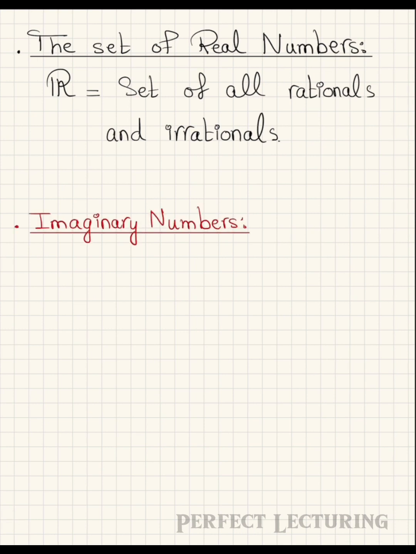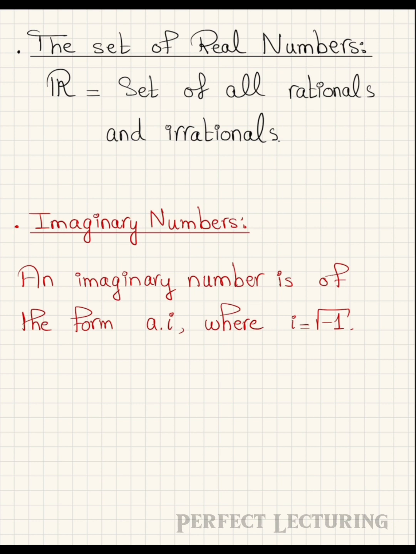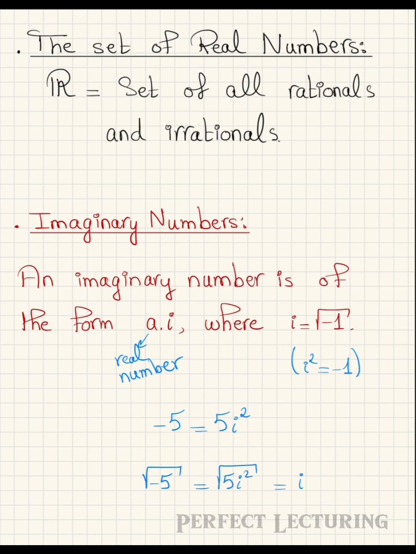So what is an imaginary number? An imaginary number is a number of the form a times i, where a is any real number and i is the imaginary unit. It is the square root of -1, or equivalently, i squared is equal to -1. So this allows us to express any negative number in terms of i. For example, if you have -5, this can be written as 5i squared. And if you have the square root of -5, this becomes the square root of 5i squared, and this is i root 5.